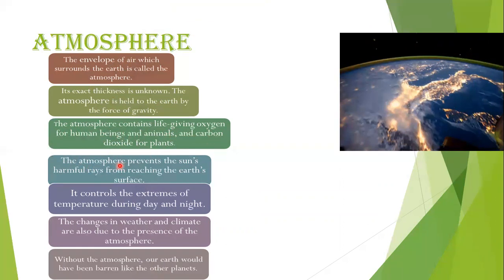The atmosphere prevents the sun's harmful rays from reaching the Earth's surface. It controls the extremes of temperature during day and night. The changes in weather and climate are also due to the presence of atmosphere. Without the atmosphere, our Earth would have been barren like the other planets.